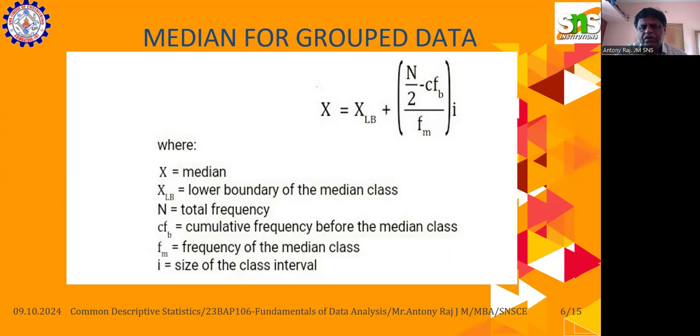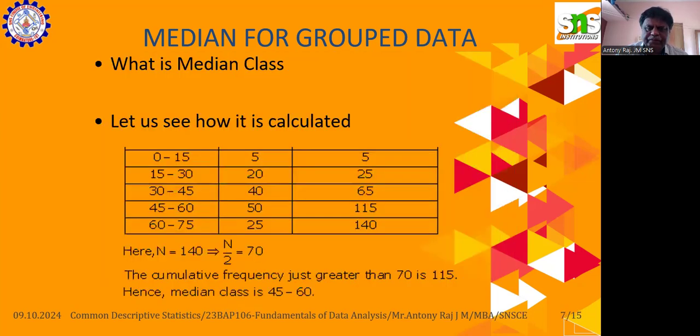For this, we need the following values. XLB is the lower boundary of the median class, so we will have to find out what the median class is. N is the total frequency, the total number of data points. CFB stands for the cumulative frequency before the median class. FM is the frequency of the median class, and I is the size of the class interval. These are the formulas based on which we can find the median for grouped data.